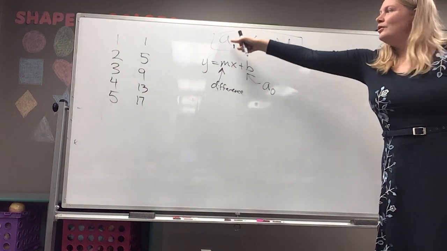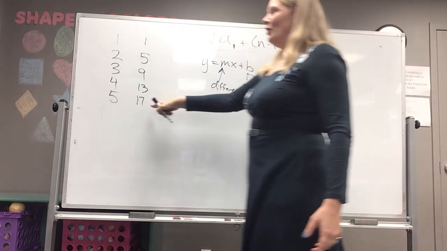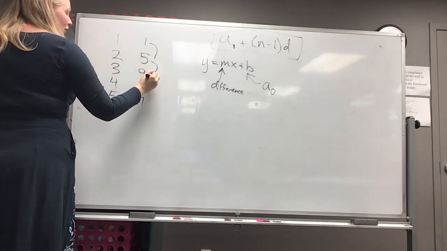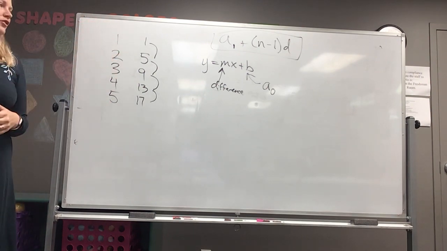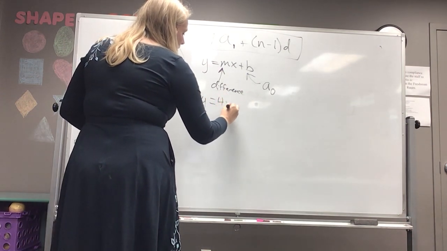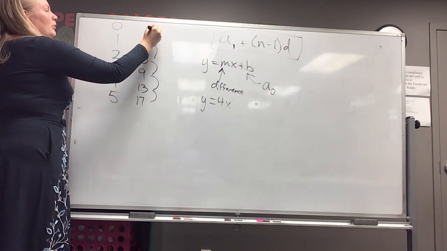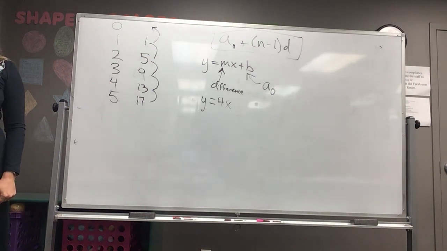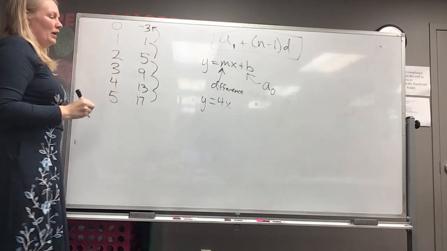And so rather than having to do this specialized formula, remember how it works, all you have to do is go backwards. What is our common difference for each of these? What are we changing each time? 4. And it's positive 4 because it's going up by 4 each time. And so that's going to be our slope. Y equals 4x. All we have to do is find the 0 term. Go one backward before this sequence starts. What is the 0 term? -3, because 1 minus 4 is -3.